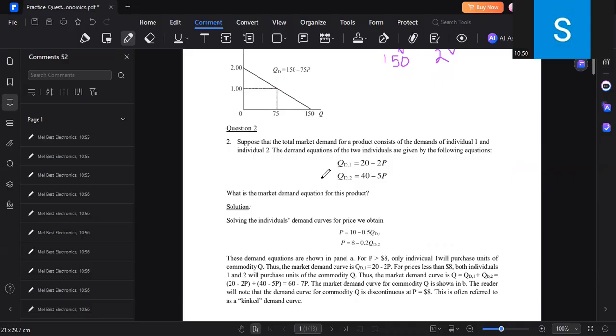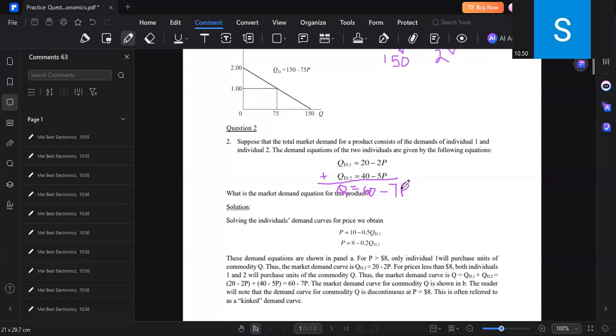Okay, like explained, we are summing up these two. Q1 plus Q2 is simply Q, the market demand. 40 plus 20 is simply what? 60. Minus 2 minus 5 is minus what? 7p. So this is our market demand.